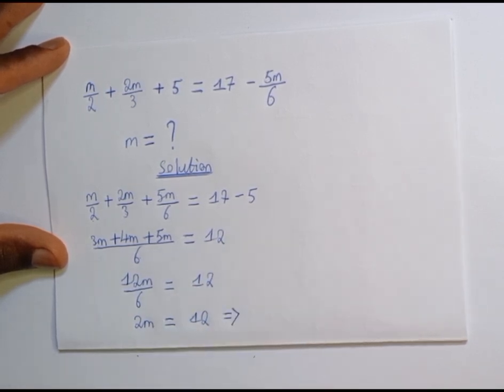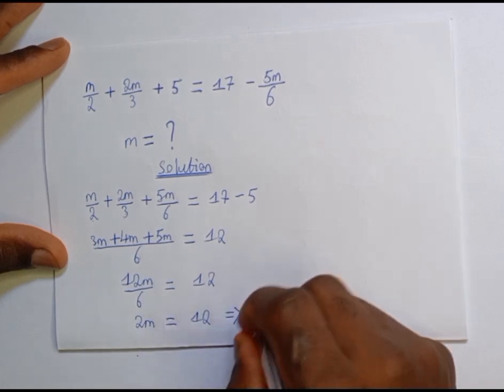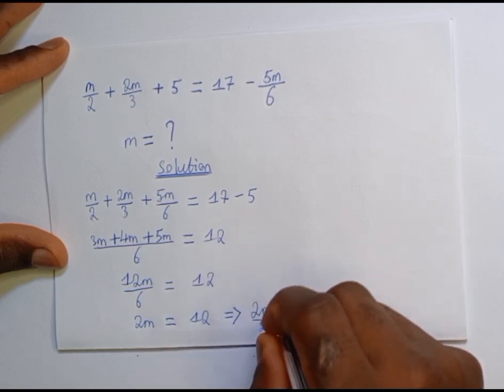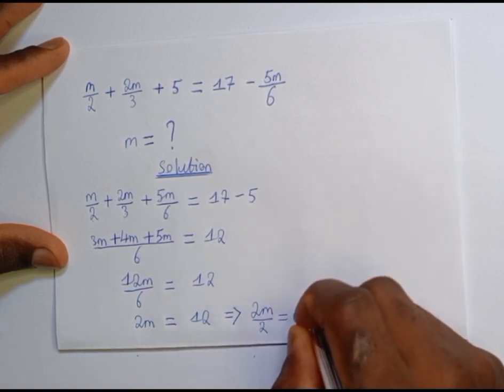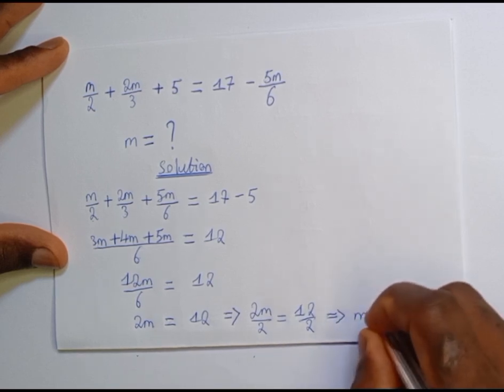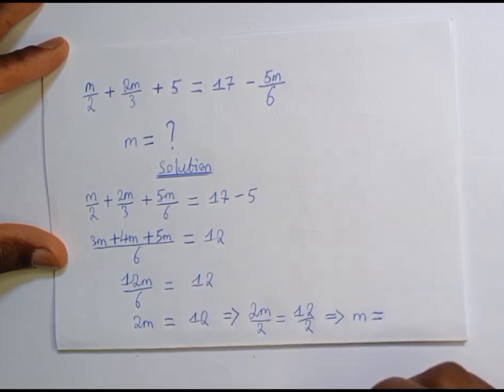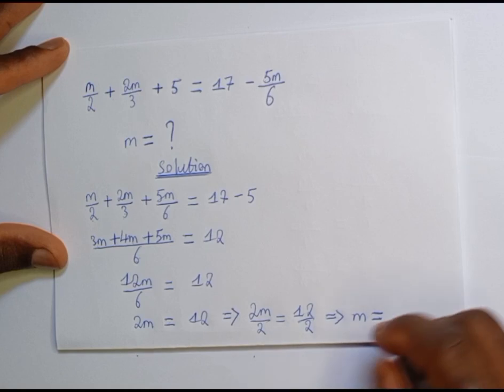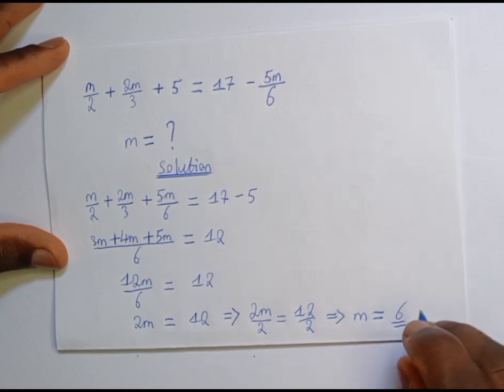Then for us to get the value of m, we are going to divide both sides by the coefficient of m, which is 2. 2m divided by 2 is equal to 12 divided by 2. Then m will be equal to 12 divided by 2, which is 6.